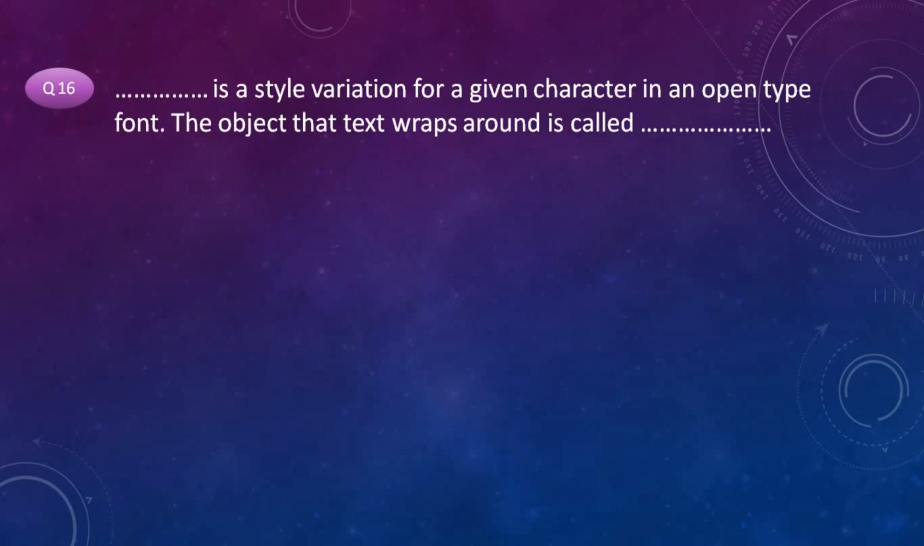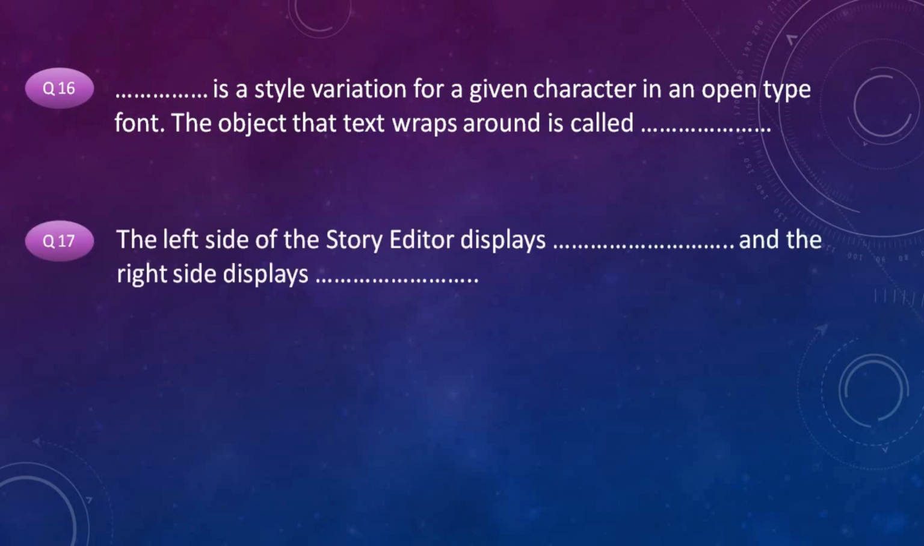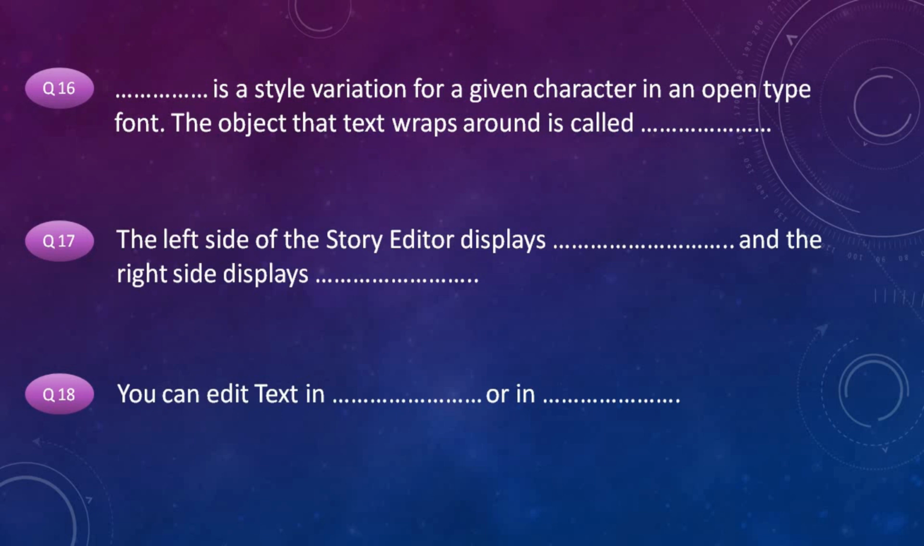Next one, dash is a style variation for a given character in an OpenType font. The object that text wraps around is called dash. The left side of the story editor displays dash, and the right side displays dash. You can edit text in dash or in dash view.